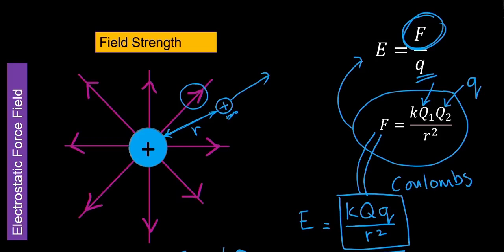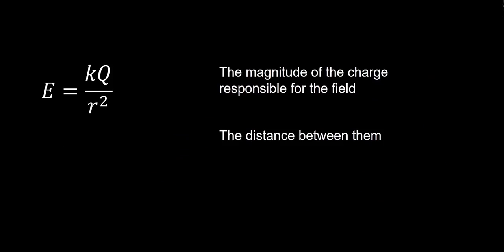I'm moving along this way, I'm running out of space. E is equal to KQ over R squared. Right, so here I have it all written out neatly, better than the previous slide. Okay, so what's this telling us?